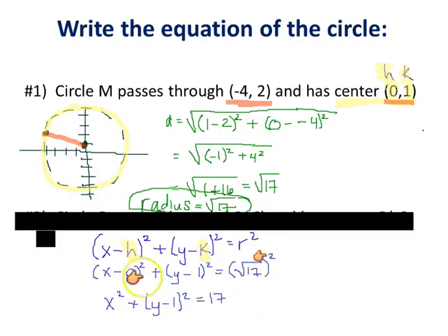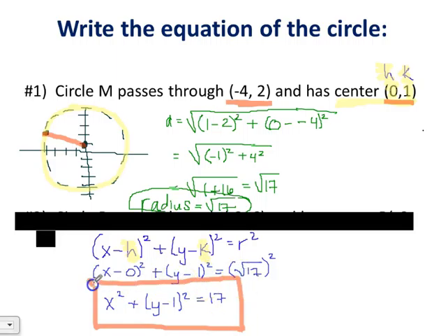Square that. So I took out the minus 0. That's not going to change anything, so it's just going to be cleaned up as x squared. Then we still have that y minus 1 squared, and when we square the square root of 17, we get plain old 17, because the square root of 17 times the square root of 17 equals 17. So this is going to be our final equation.